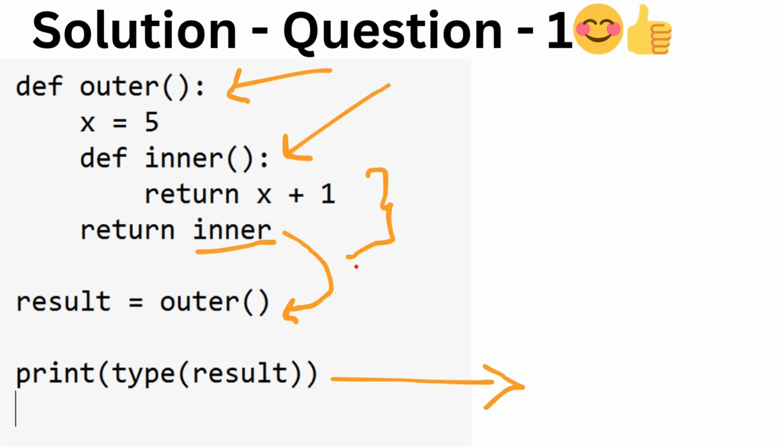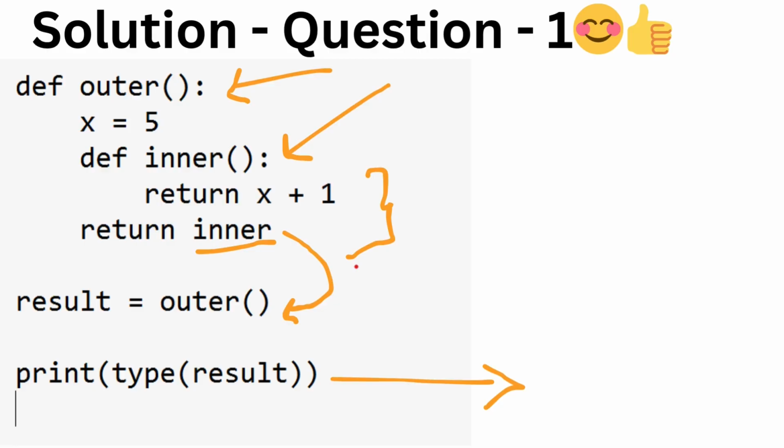So in the first question, we have an outer function that has a variable x, which has value 5, and then it defines an inner function. Yes, that is the place where closure is happening, that is, the x value is being used, and this outer function is returning that inner function itself as a function object with reference to x. In the next line, result is equal to outer(), we are just calling that outer function, and then we are printing the type of result.